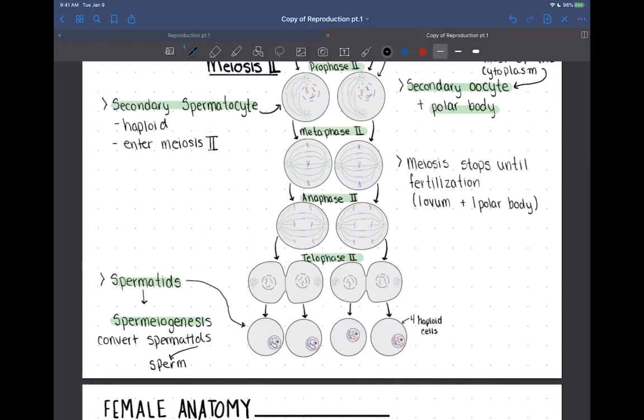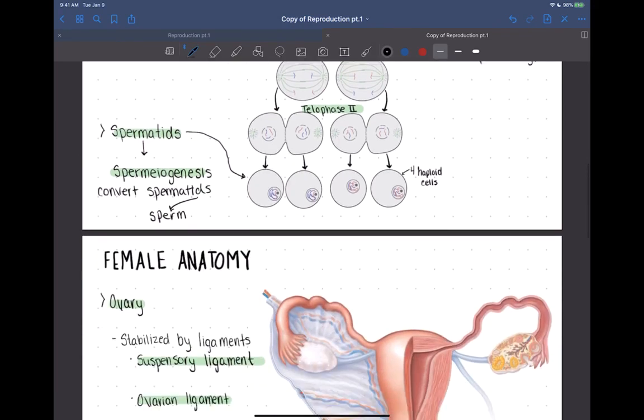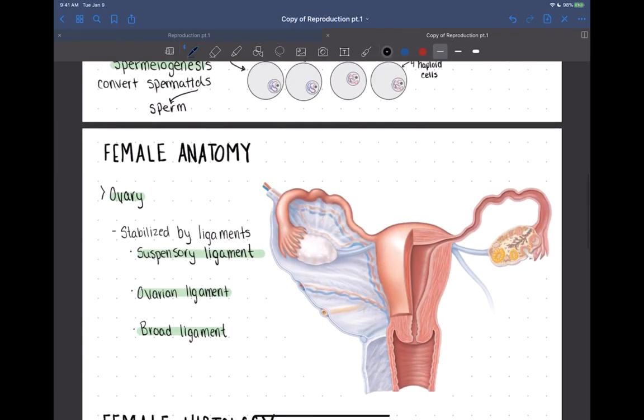Okay, so let's continue on with the female, all right? And we're going to talk about the ovaries first. So let's talk about ovary anatomy, and then we'll look at ovary histology and those follicles forming, and then the ovarian cycle. So, anatomy first, all right?